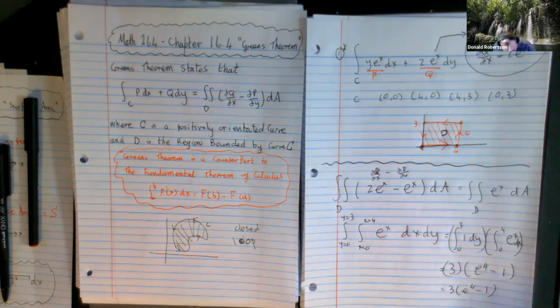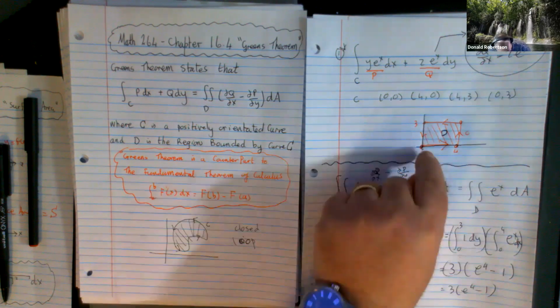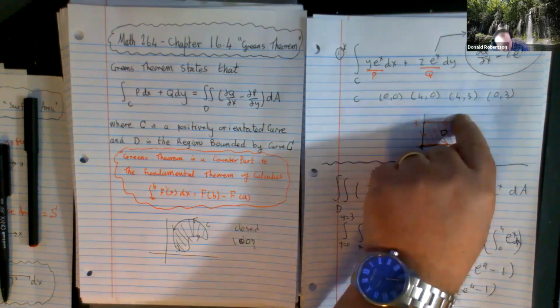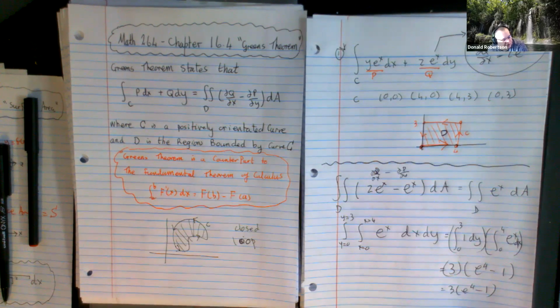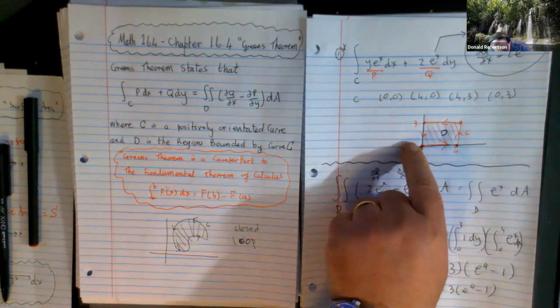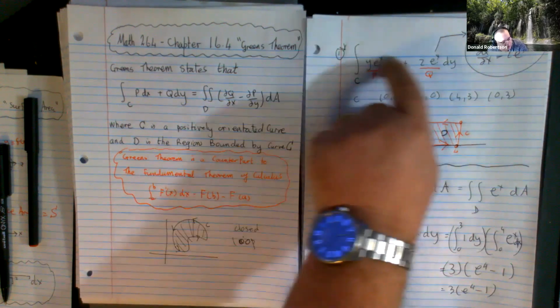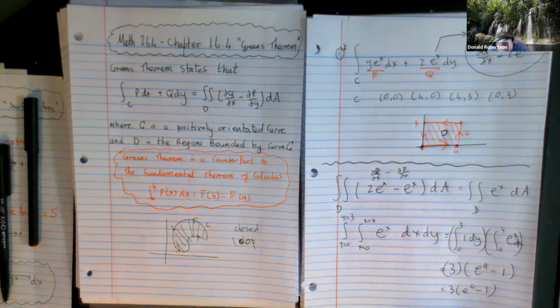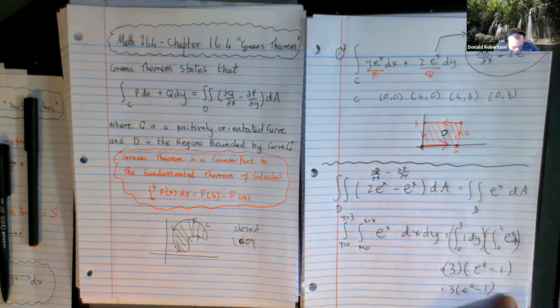Now, if I had to do this the old-fashioned way, this question would have to be split into 4 separate integrals, one for each of the 4 lines. I'd have to parametrize each of the 4 lines and then do 4 separate integrals in terms of each of them. And when I finished, I would get this as my answer.